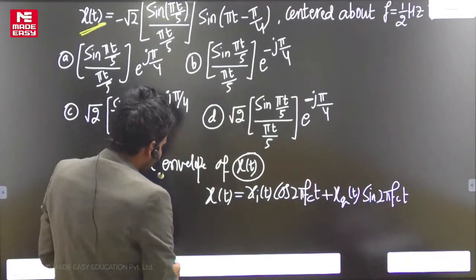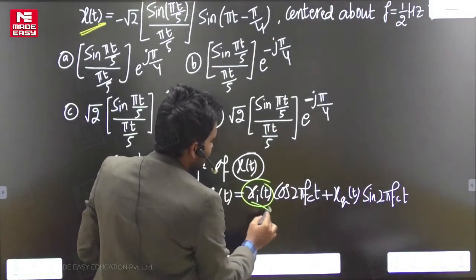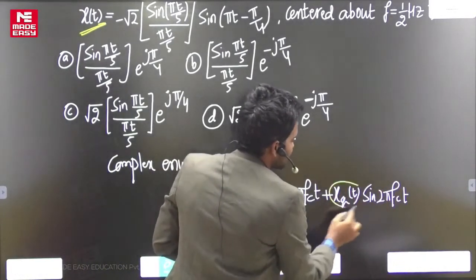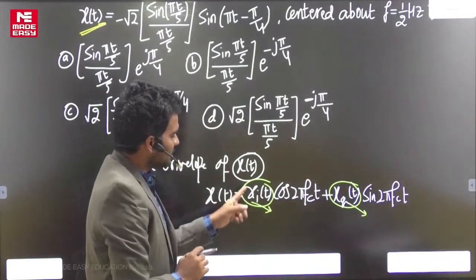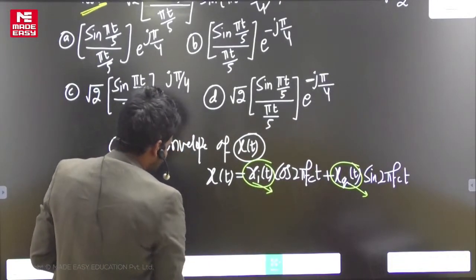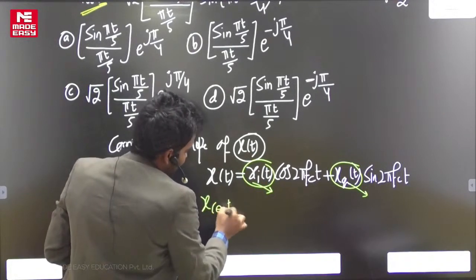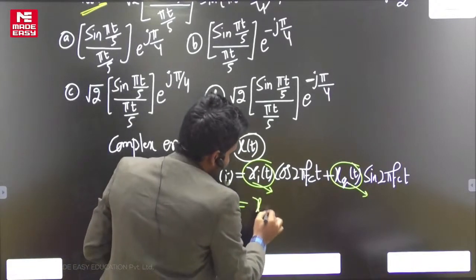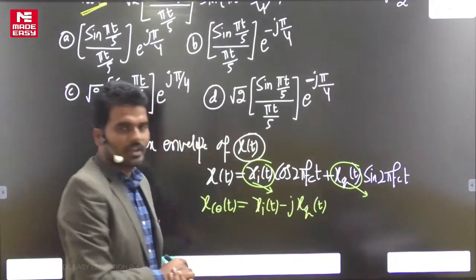The coefficient along the cosine term is called the in-phase component xi(t) of x(t), and the coefficient along the sine signal, xq(t), is called the quadrature component of x(t). So this is the in-phase component and this is the quadrature component. Once you manage to write x(t) in this form, then the complex envelope, which I'm denoting with xce(t), will be equal to xi(t) minus j xq(t). This is a formula.